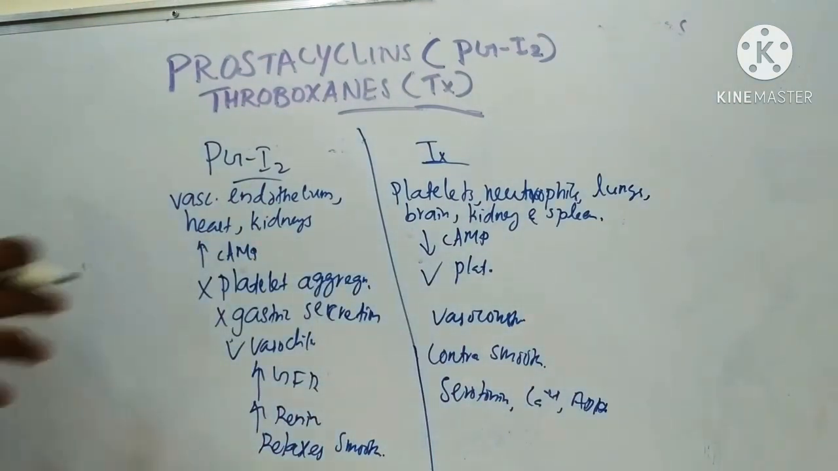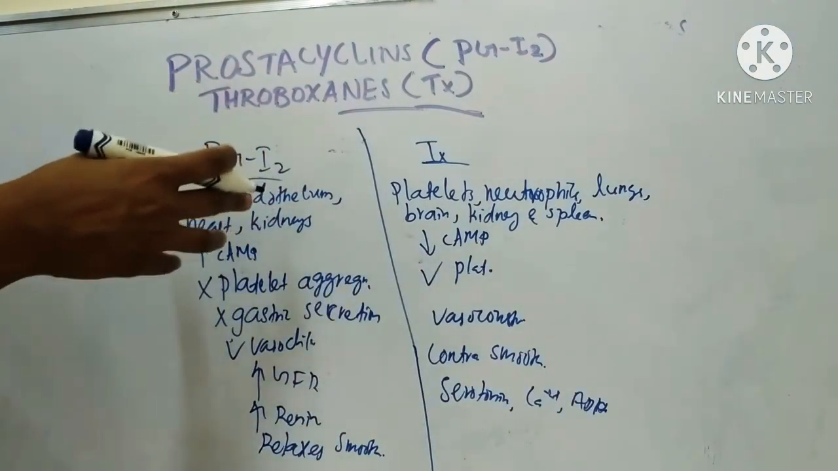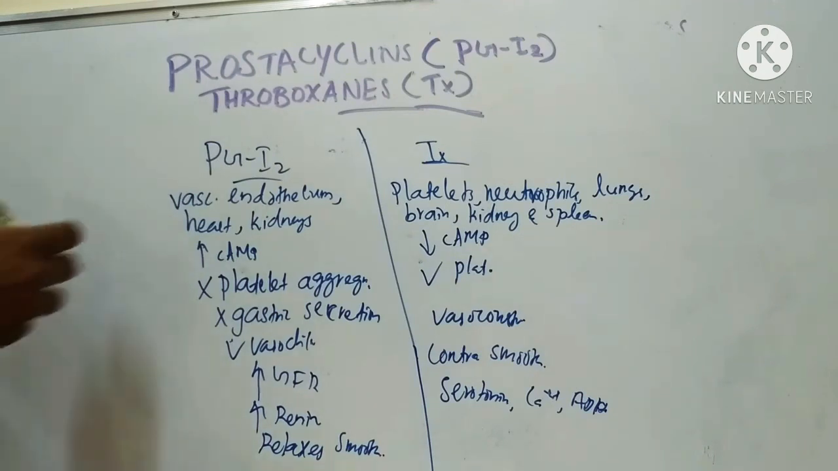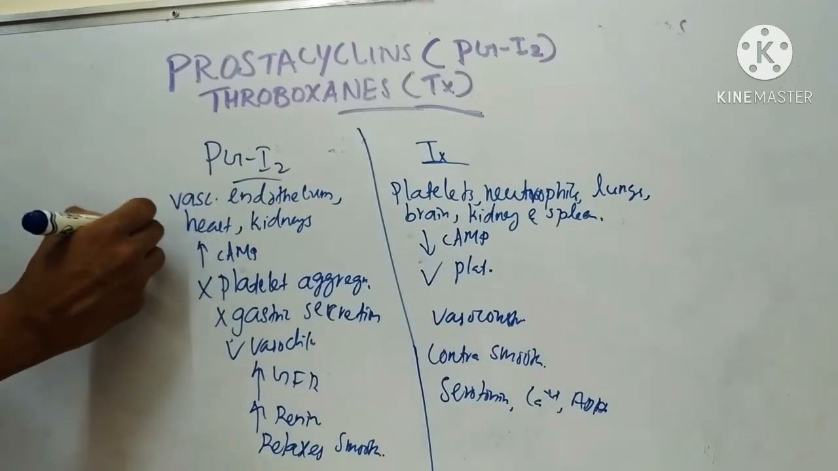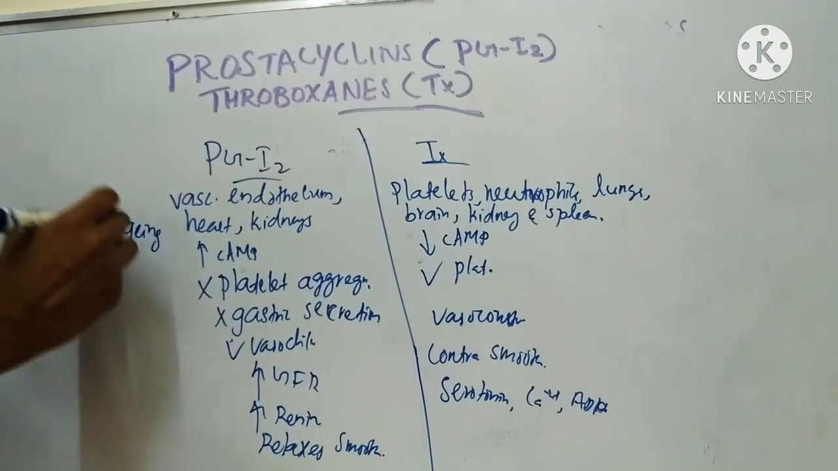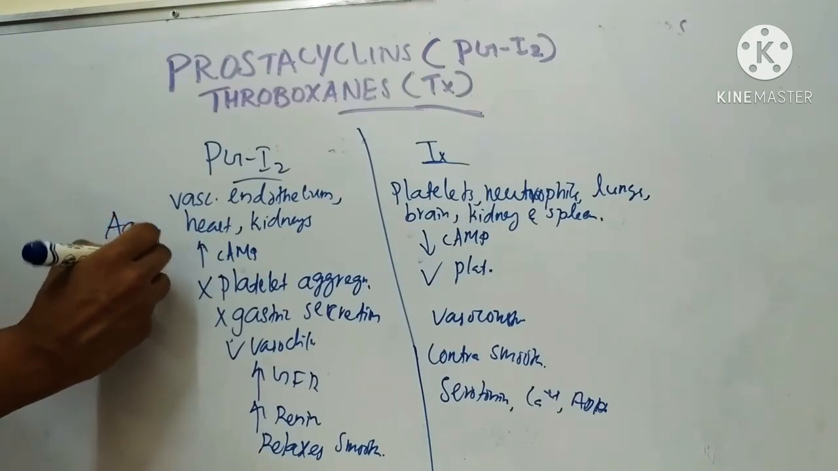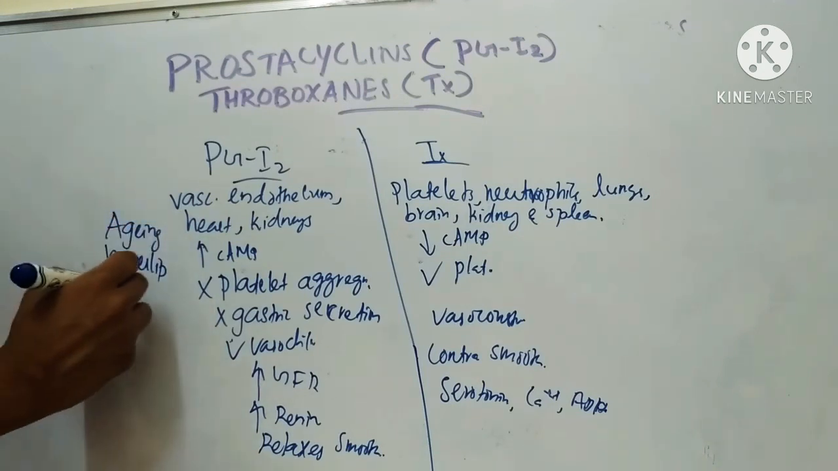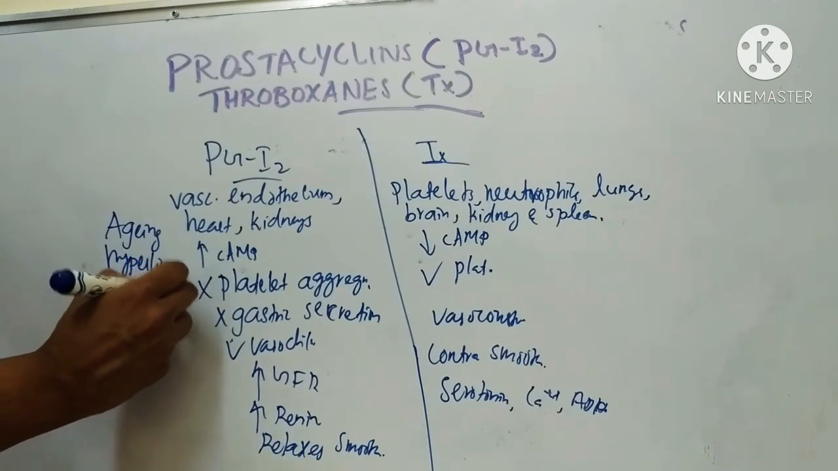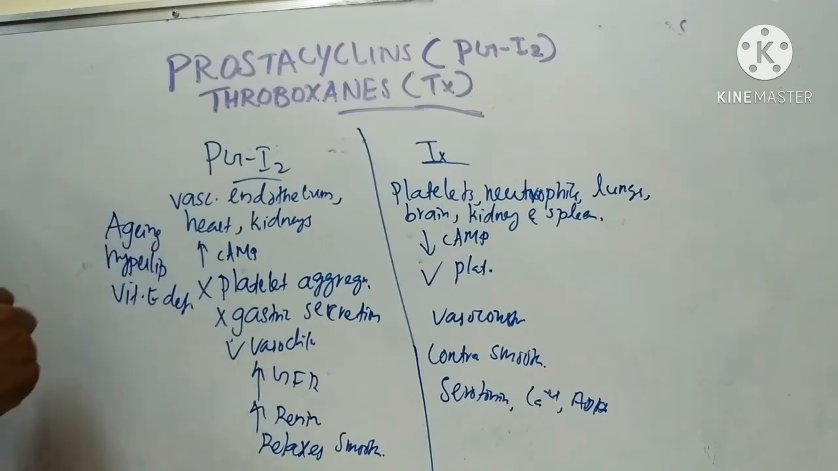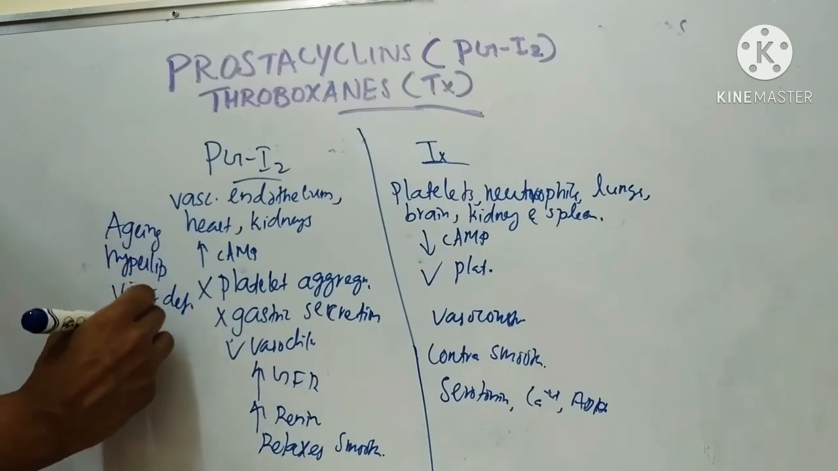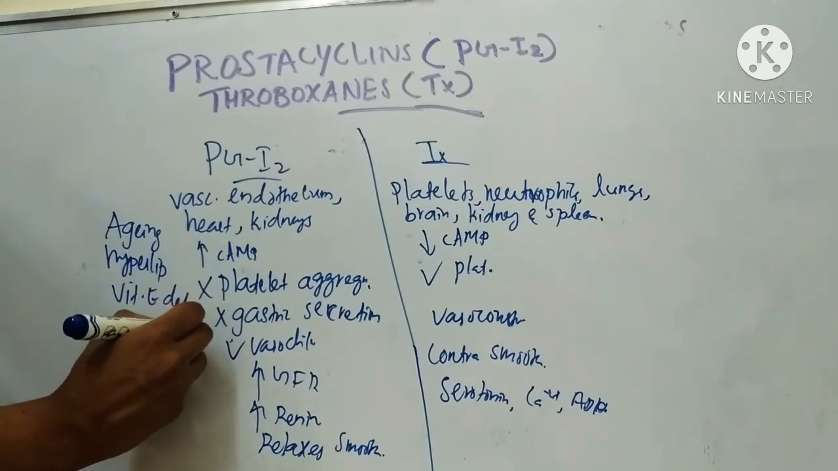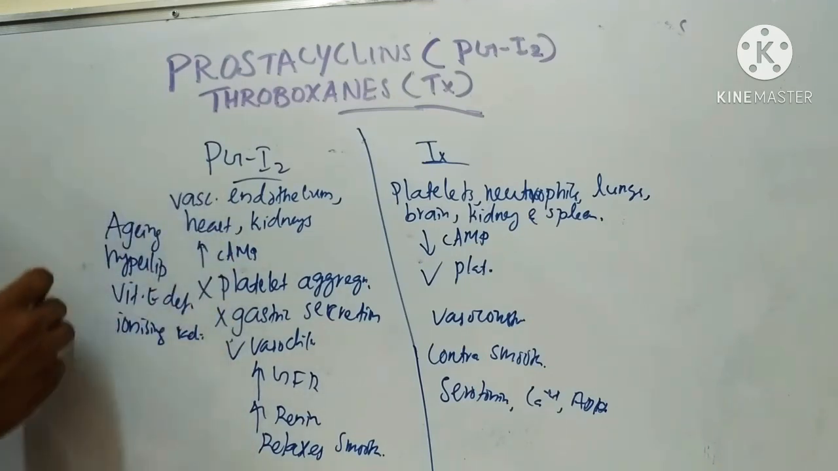Coming to the inhibitors of prostacyclins, they are aging, then hyperlipemia, then vitamin E deficiency, then exposure to ionizing radiations. These are the inhibitors of PGI2.